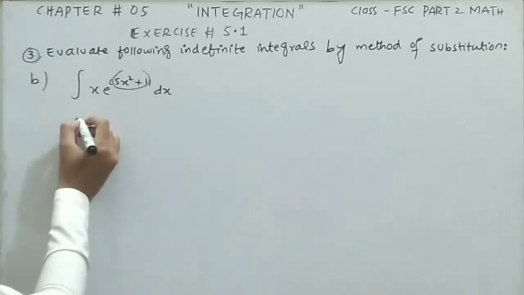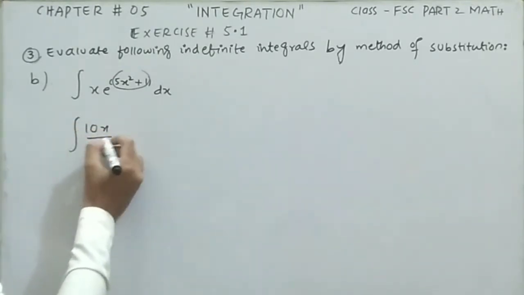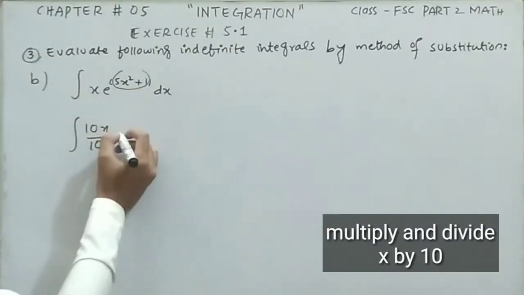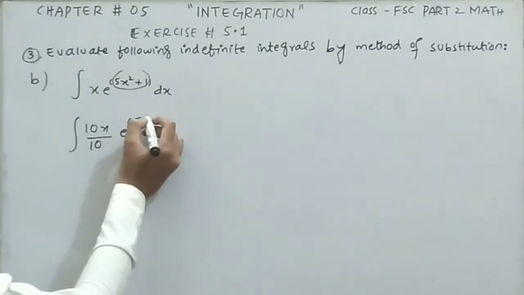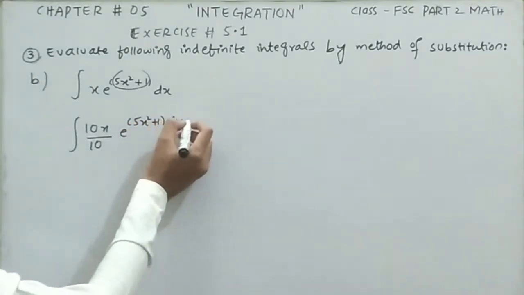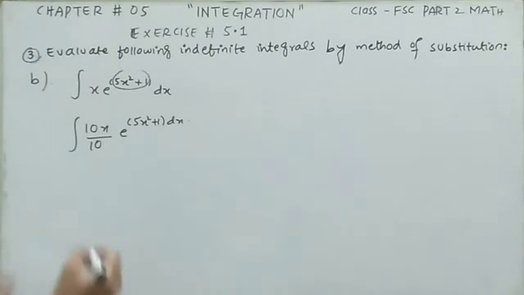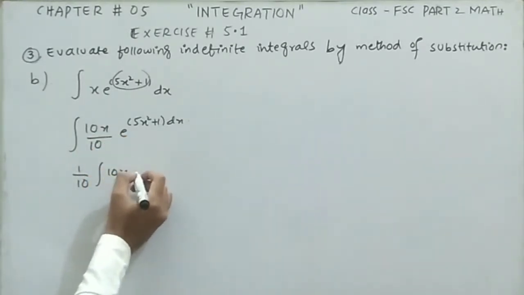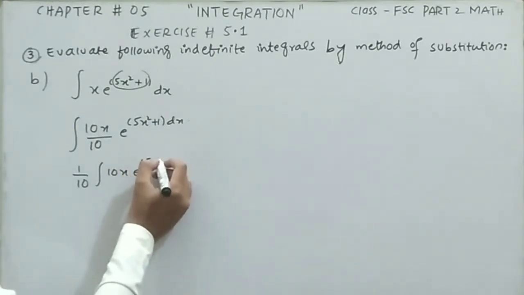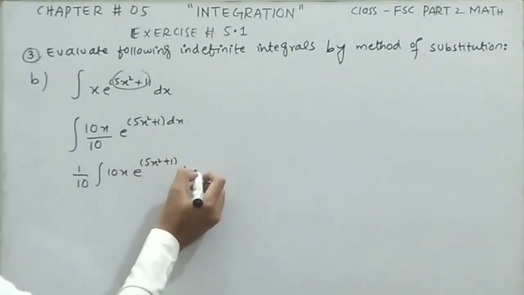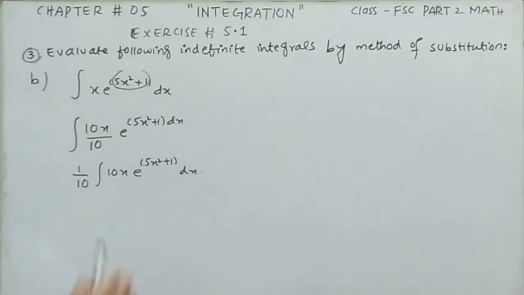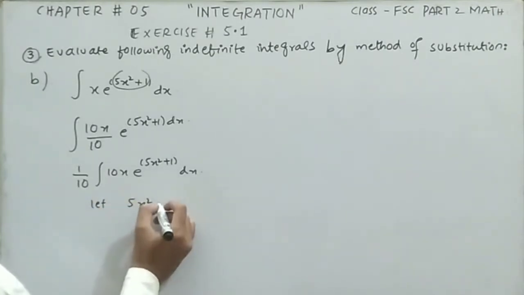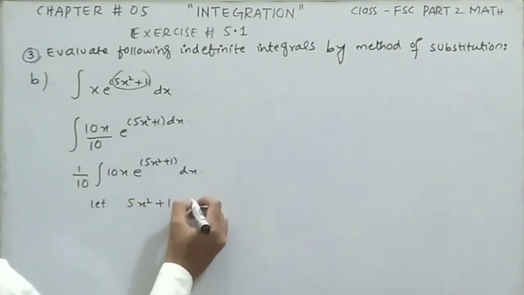So it becomes the integral of, multiply by 10 and divide by 10. So 10 by 10 again gives us 1, into x, and over here this will come down as it is, e power 5x square plus 1 into dx. So now over here this 1 over 10 we can write outside of the integral, and inside the integral we are left with 10x into exponential e power 5x square plus 1 into dx. Now over here let's suppose I take this 5x square plus 1 equal to variable w.